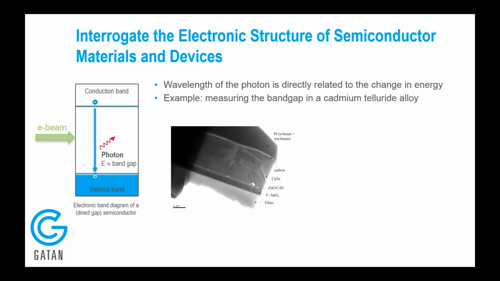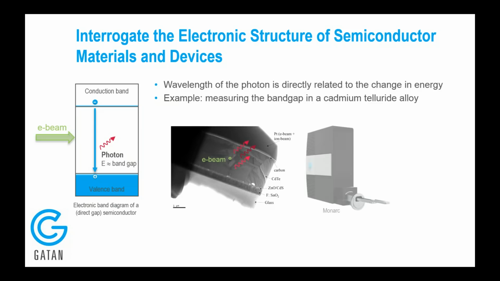And an example of that is using cathodoluminescence to measure the band gap in a cadmium telluride alloy. So here we have a semiconductor alloy, and in this central region, this is a cross-section of the device. This is the cadmium telluride layer, and this is a light absorber in solar cells. It's a polycrystalline material, and its band gap can change. But cathodoluminescence microscopy allows you to analyze the band gap of these materials.